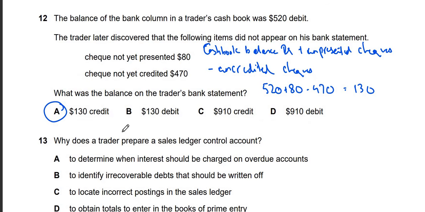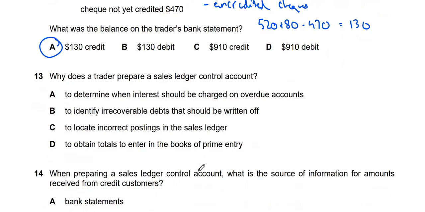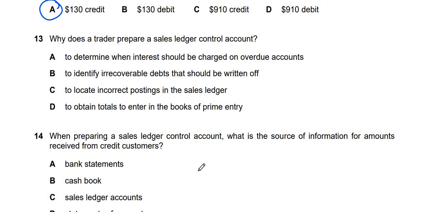Okay. Now question number 13. In question 13 it says, why does a trader prepare a sales ledger control account? So look, the sales ledger balance is reconciled with the closing balance of the sales ledger control account. Alright, so incorrect postings in the sales ledger are corrected. So basically the answer is C, to locate incorrect postings in the sales ledger.